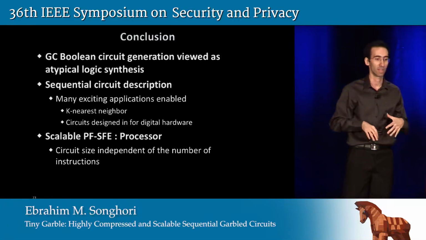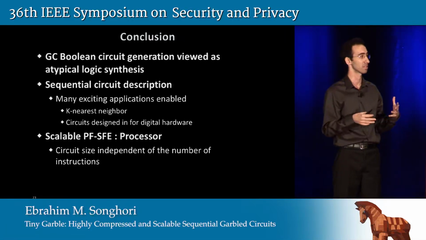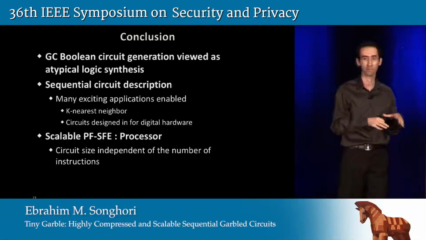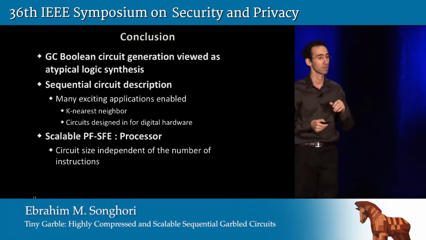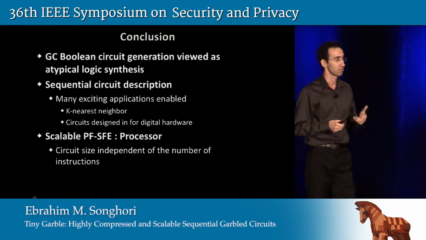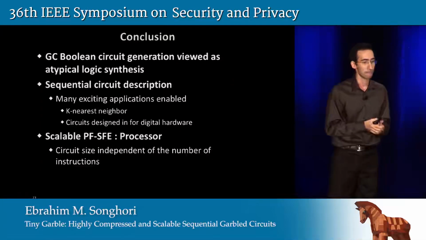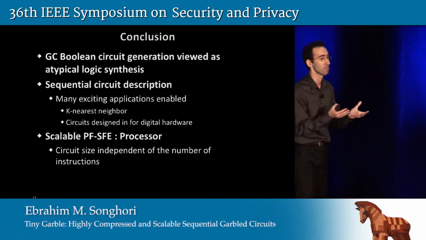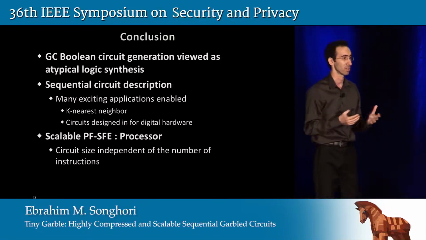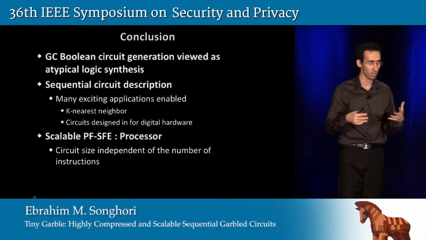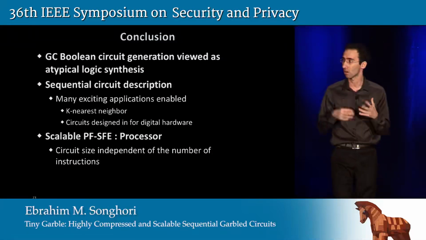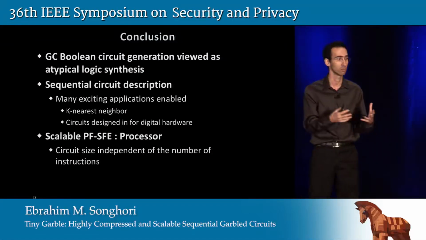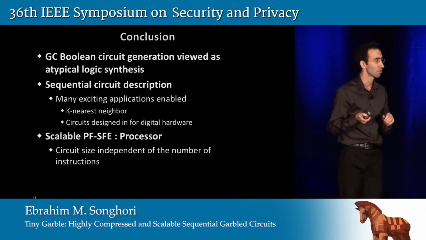For example, k-nearest neighbor using a sequential circuit is pretty easy to think of, while with a combinational circuit, it's very hard to design. Also, a scalable private function SFE using a processor circuit, where the circuit size is independent of the number of instructions that we have. So you can see that using the knowledge we have in hardware design and hardware synthesis enables us to do many exciting things for garbled circuits.